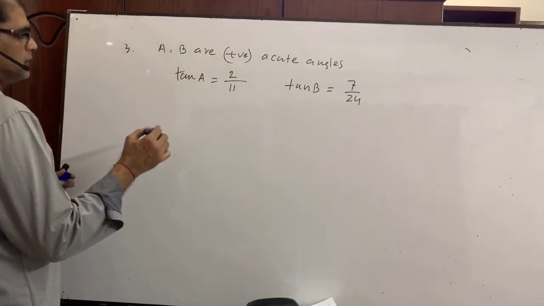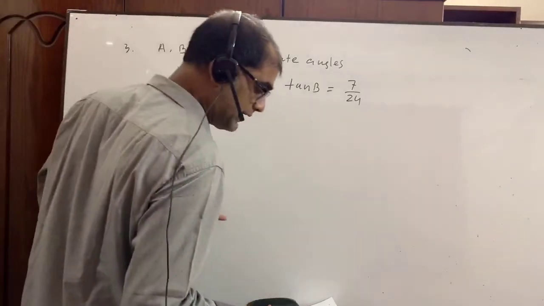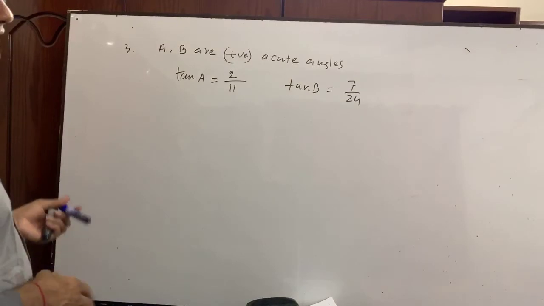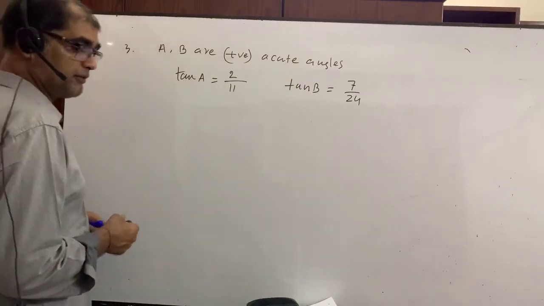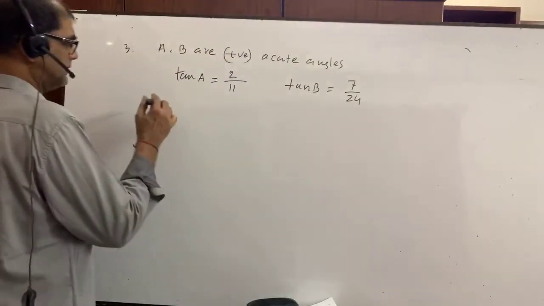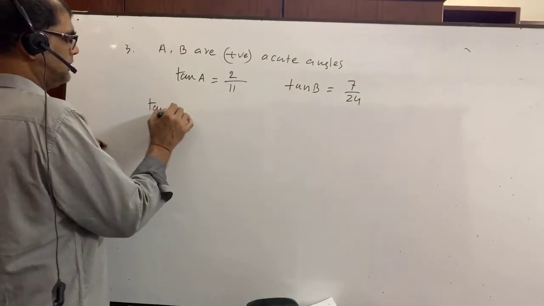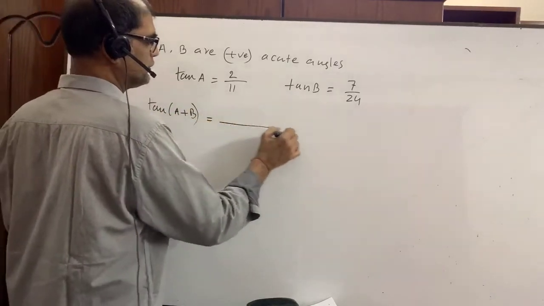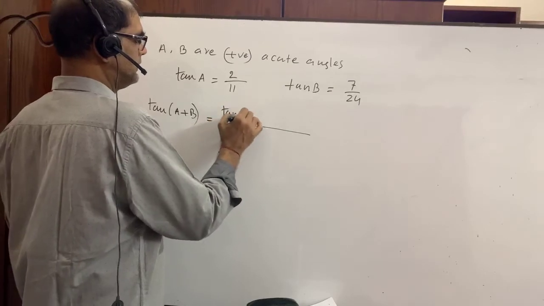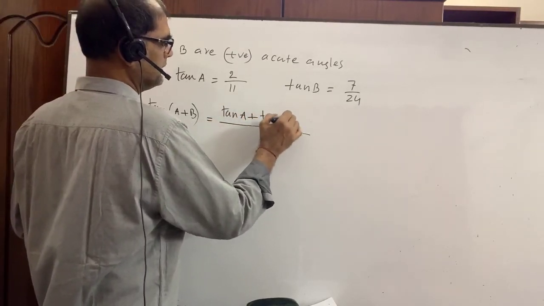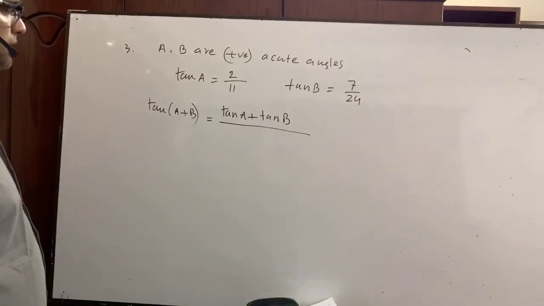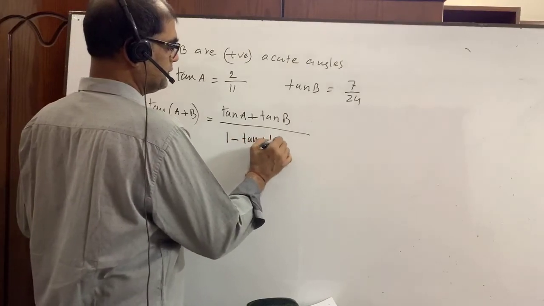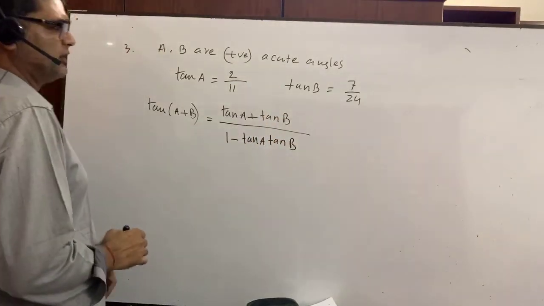Then what will you do? It is all tan and all cot, so I don't need to convert it into sine and cosine. I can easily do it. At first you have to find tan of A plus B. What is the formula of tan of A plus B? Tan A plus tan B by 1 minus tan A into tan B. This is the formula, nothing else.